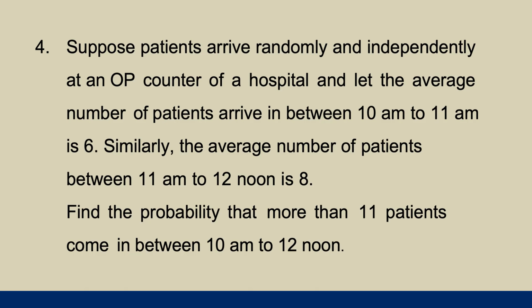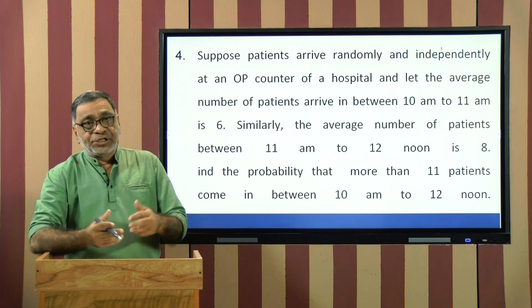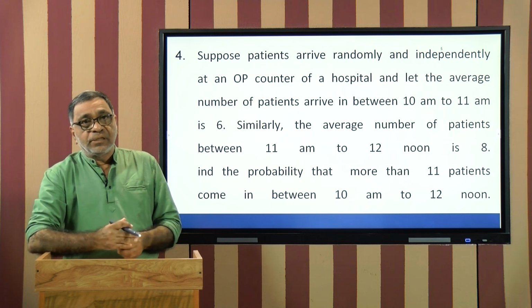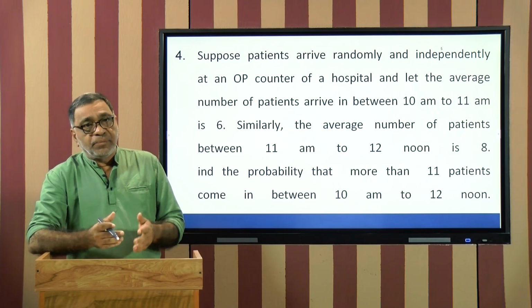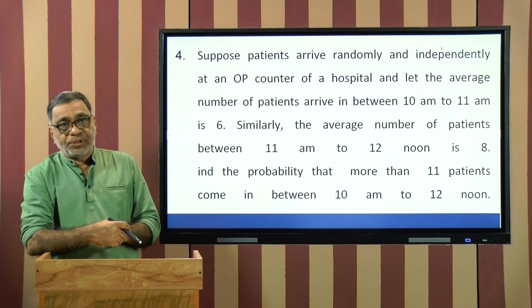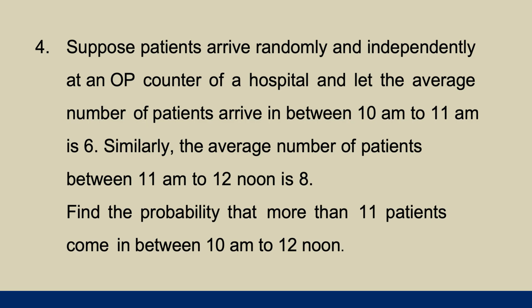And then another example again regarding the Poisson distribution is discussed. Suppose patients arrive randomly and independently at an OP counter of a hospital. So this is a situation that we are facing in a hospital. Let the average number of patients arriving between 10 a.m. to 11 a.m. be 6. Similarly, the average number of patients between 11 a.m. to 12 noon is 8.